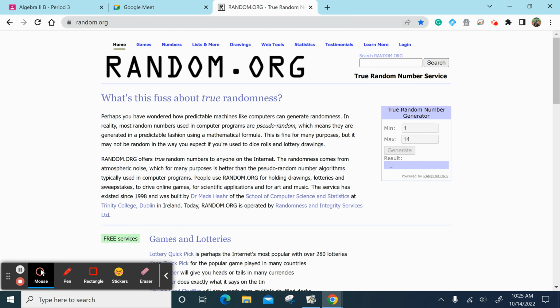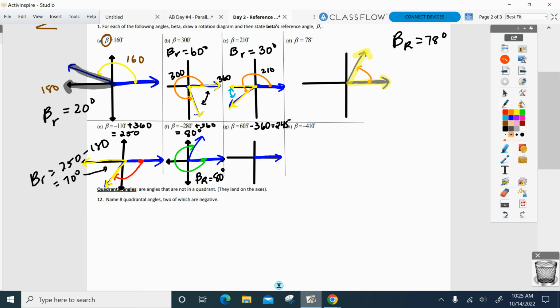Where's 245? 245's in the third quadrant. Third. Be careful here. Is it closer to 180 or 270? 270.